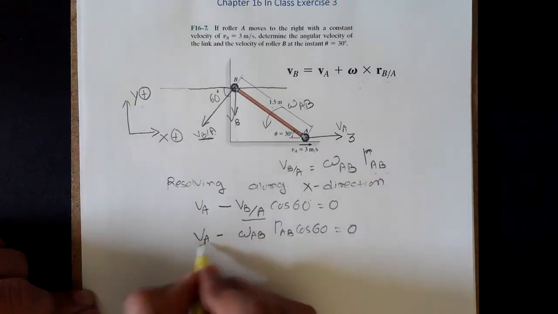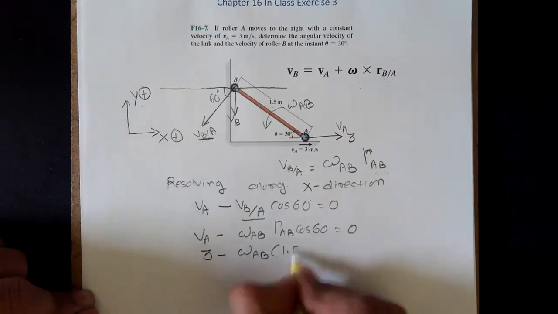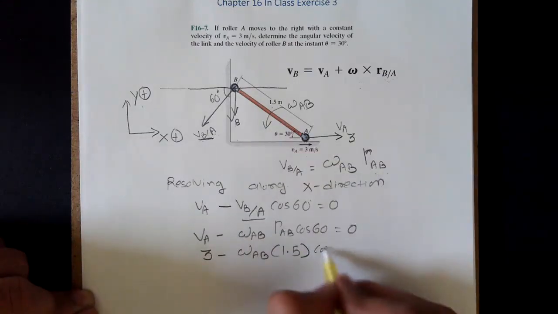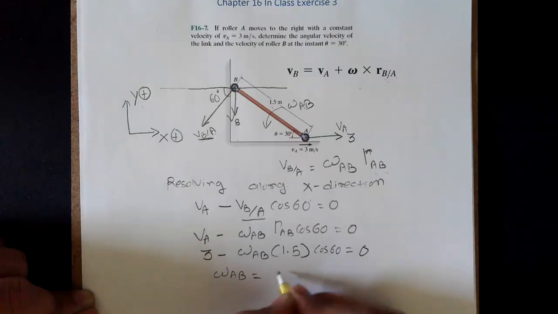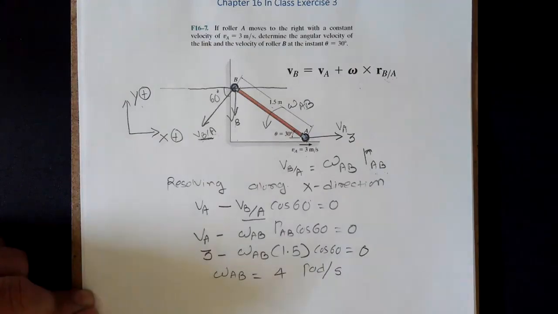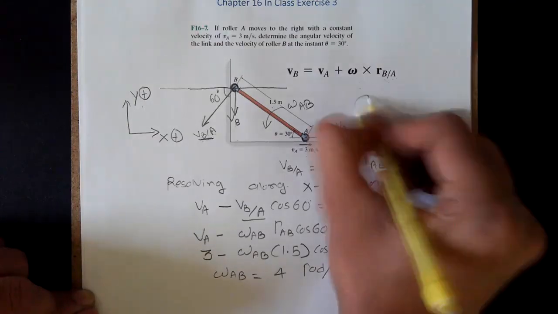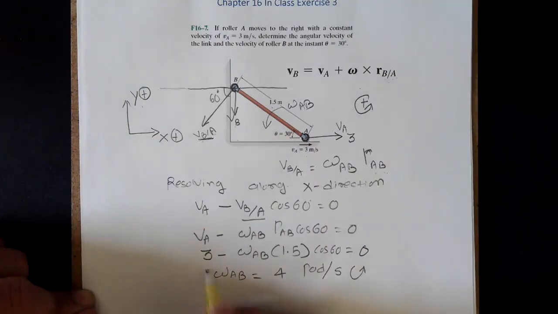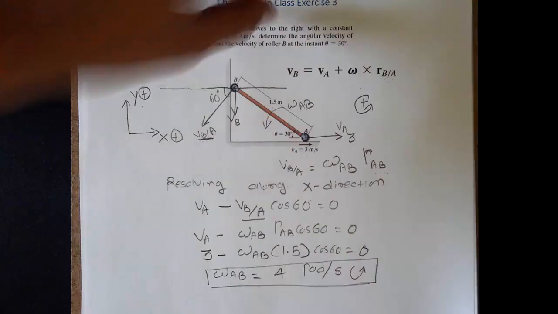So we can also substitute the values that we know. VA is plus 3, so it's 3 minus omega AB multiplied by RAB, which is 1.5, it's given in the problem, cosine 60, equal to 0. When you solve this equation, you'll get the value of the angular velocity of AB, and that is 4 radians per second. And this is counterclockwise, and counterclockwise velocity is positive. We have discussed this a couple of times in previous lectures.